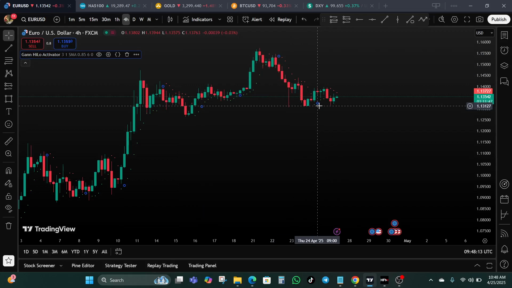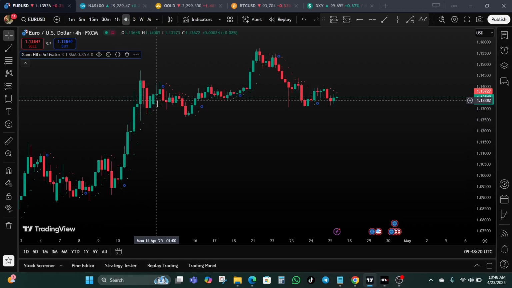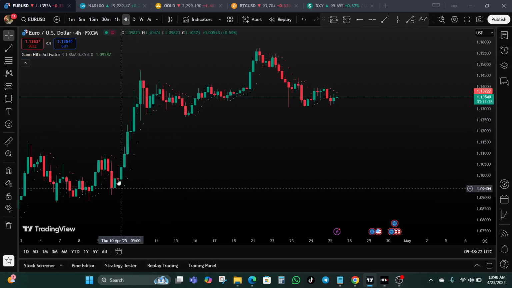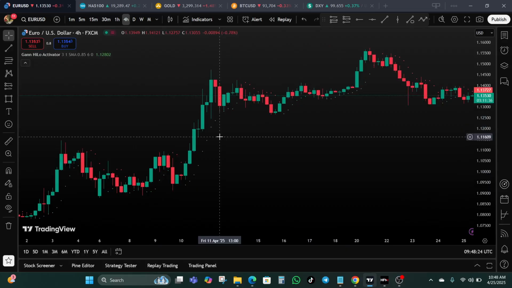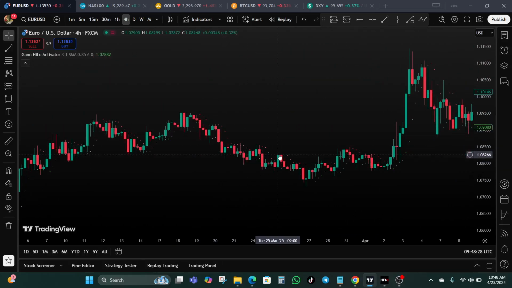Now basically the goal here is simple. When the price is trading above the Gann HiLo indicator, the market is considered to be in an uptrend, and you'll notice that the dots will be green in color. On the other hand, when price is trading below the Gann HiLo Activator Indicator, it shows that the trend is a downtrend, and the color of the dots is going to be red.